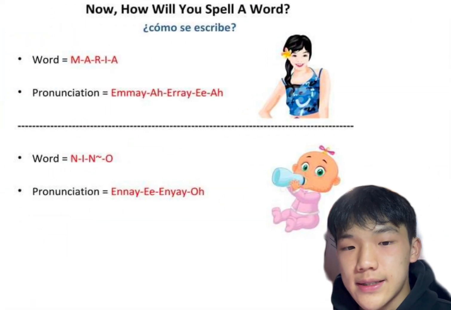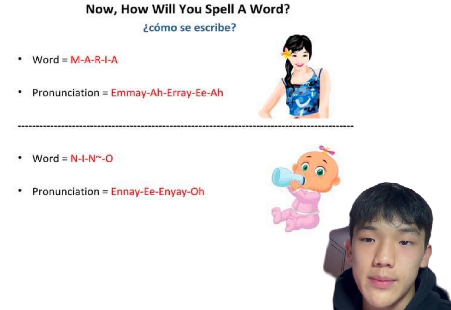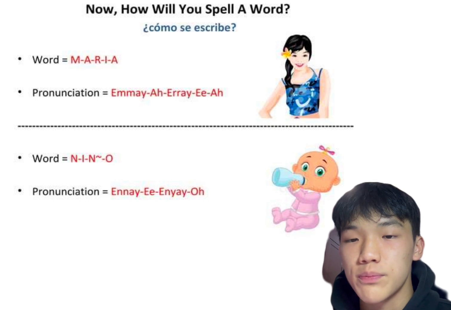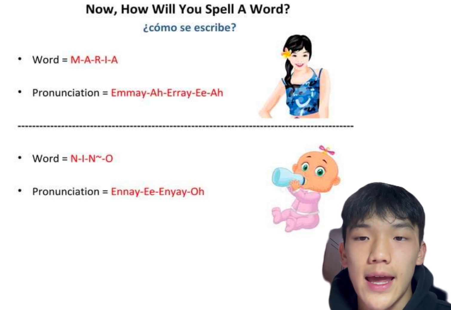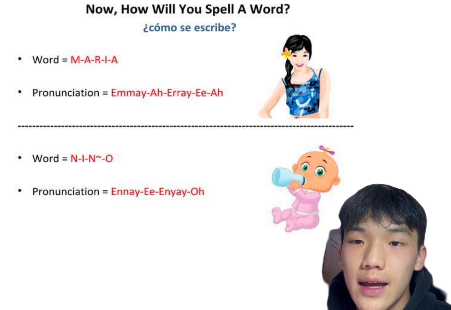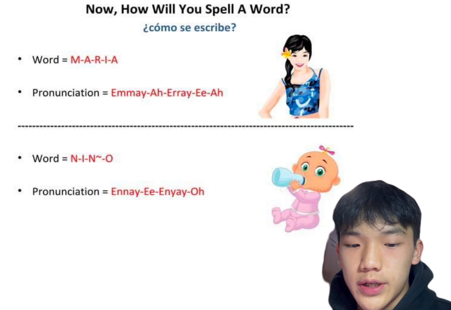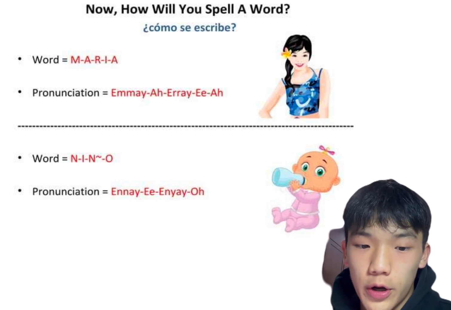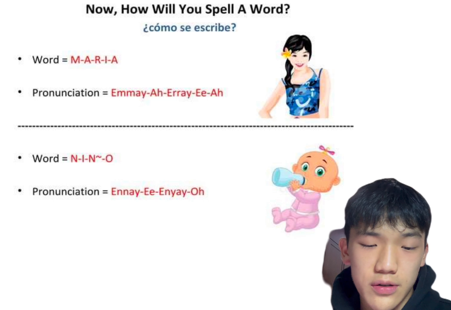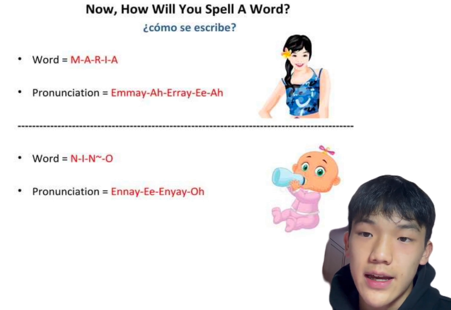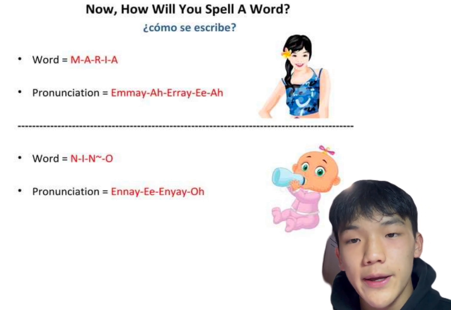Now let's look at how you spell a word. Let's say you have someone's name. Their name is Maria. The word is M-A-R-I-A in English, but in Spanish, you'd pronounce it like M-A-R-E-A. Then if you have the word niño, which means boy, tiny boy, niñito, niño would be pronounced N-I-N-O in English, but in Spanish, we would pronounce it as N-E-N-O.